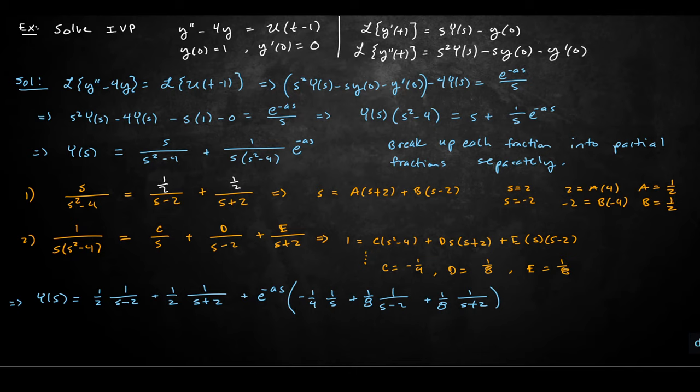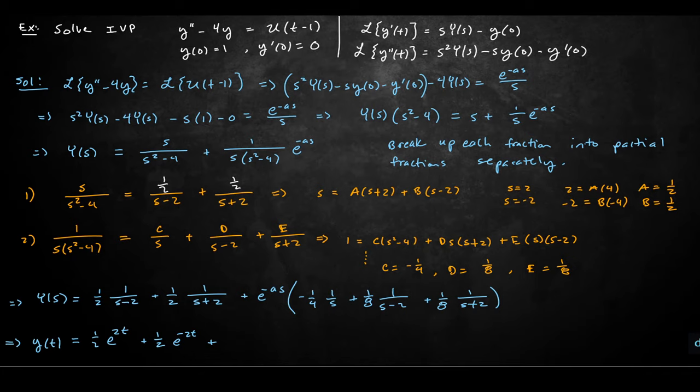So to get y of t, take the inverse transform, which is going to be 1/2 e to the 2t plus 1/2 e to the negative 2t. And that's actually what we would expect from our homogeneous solution. If you were to go back and look at just the homogeneous part, you get m squared minus 4, m equals plus or minus 2. That's our homogeneous part. But we have this other stuff.